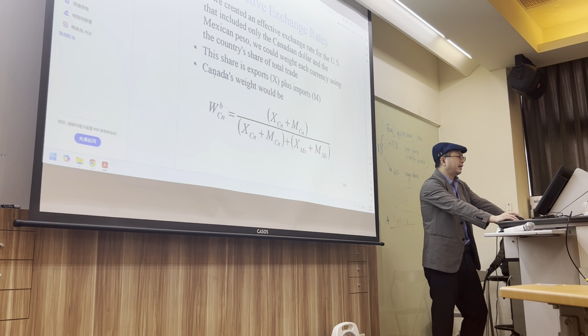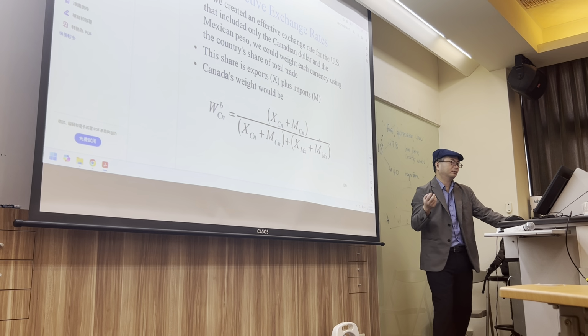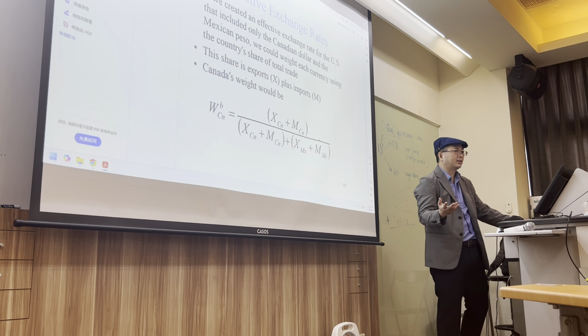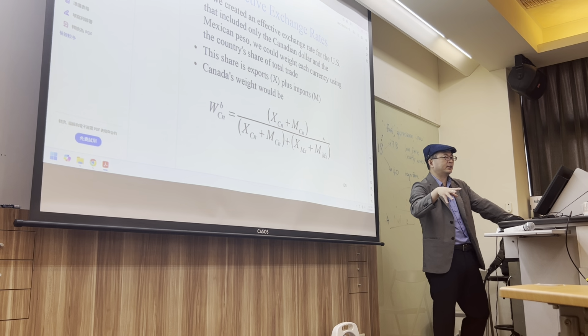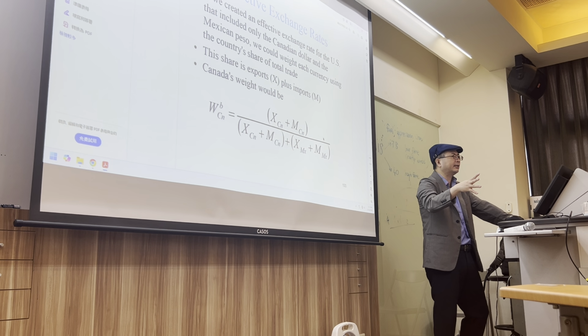In such a case, the Canadian weight would be the exports to Canada plus the imports from Canada, divided by the exports to Canada plus the imports from Canada plus the exports to Mexico plus the imports from Mexico. From this, you can get a ratio, and it could be 30%, it could be 50%, and so on. The bigger the weight, the bigger the trading volume between that particular country and the US, should it be Canada or Mexico.